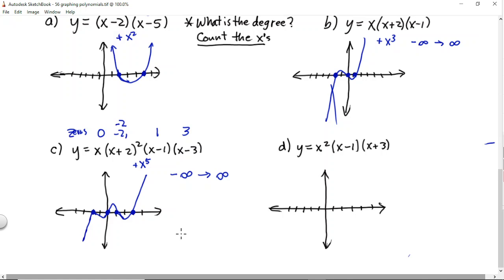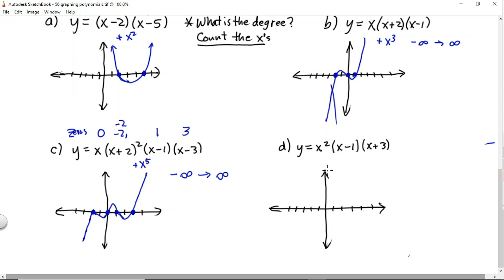And then it goes back and crosses again, and then goes to positive infinity. Okay? So we have all the zeros: 0, -2, 1, and 3. It does bounce off at -2, and then it crosses at 0, crosses again going back down at 1, and then crosses going back up at 3, and the end behavior is that it goes on up to positive infinity as you go farther to the right.